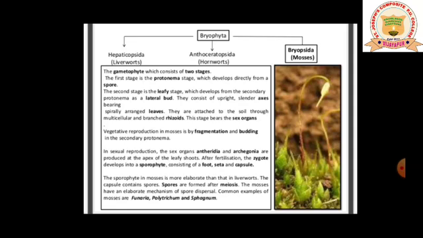Spores are formed after meiosis. The mosses have an elaborate mechanism of spore dispersal. Common examples of mosses are Funaria, Polytrichum, and Sphagnum. So you are supposed to remember the life cycle. You are supposed to remember the reproductive structures and reproduction, what kind of reproduction is going to take place, along with economic importance. Then the examples. Both are very important from the point of view of examination.